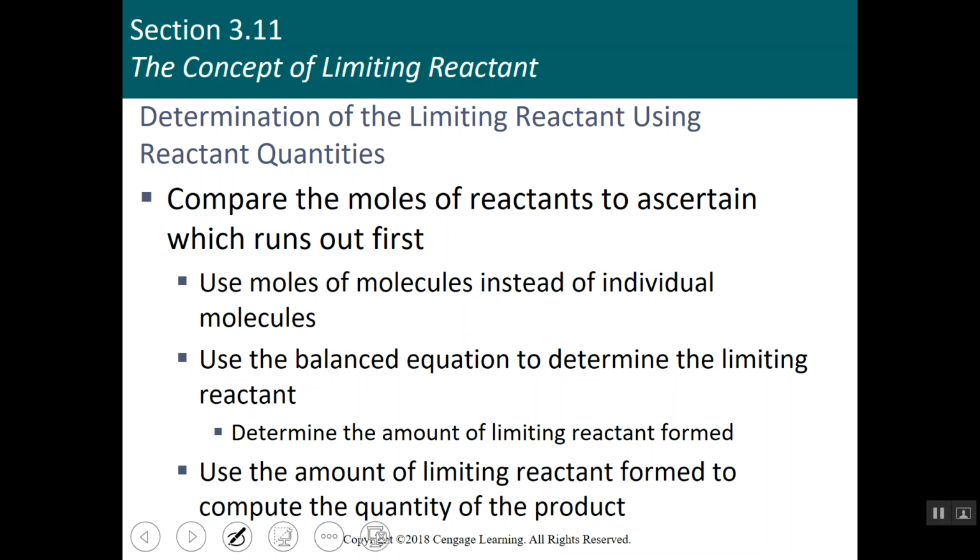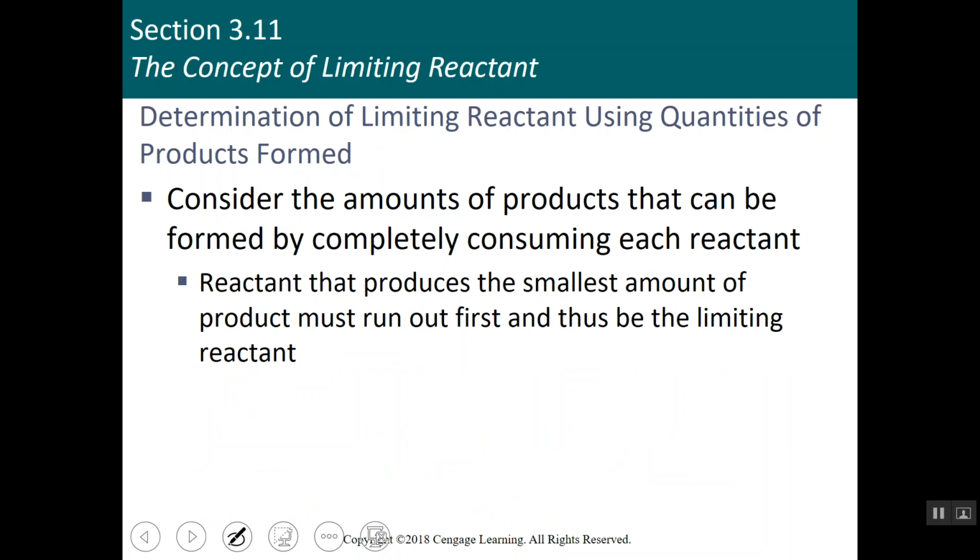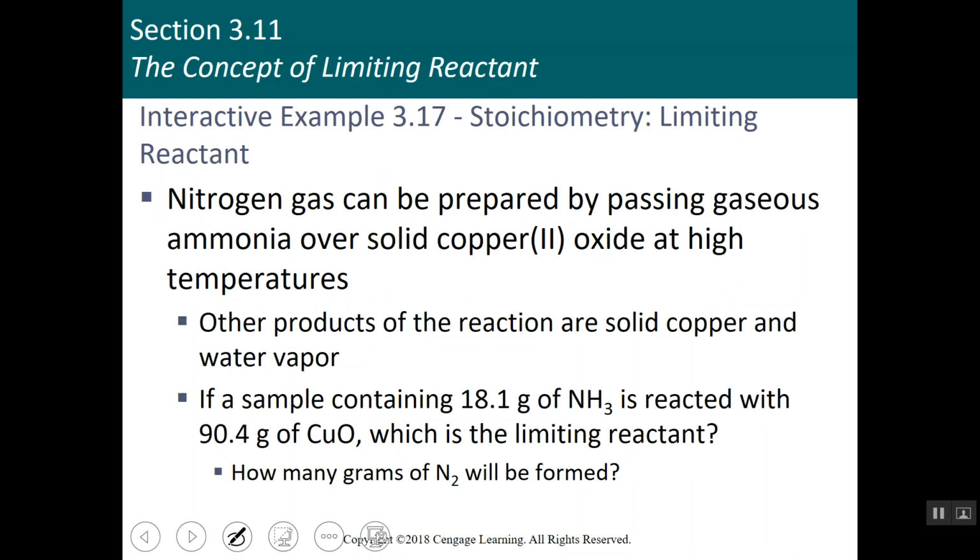When we do limiting reactant problems, it's basically the same thing we've been doing with stoichiometry, only with added steps. We just have to do several more steps. To figure out what the limiting reactant is, we look at an equation, and we use moles of different compounds because those are the relationships. We have to have the balanced equation to determine which one's the limiting reactant. And then most of the time what we end up doing is computing the quantity of product formed. The reactant that produces the smallest amount of product must run out first and be the limiting reactant.